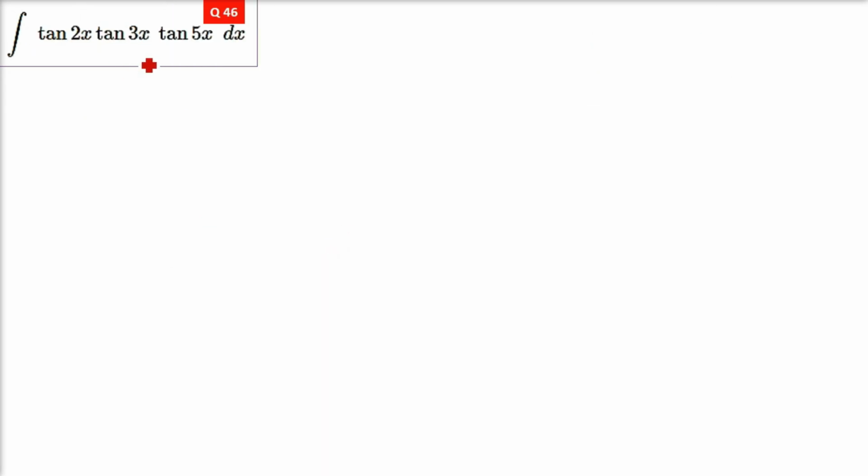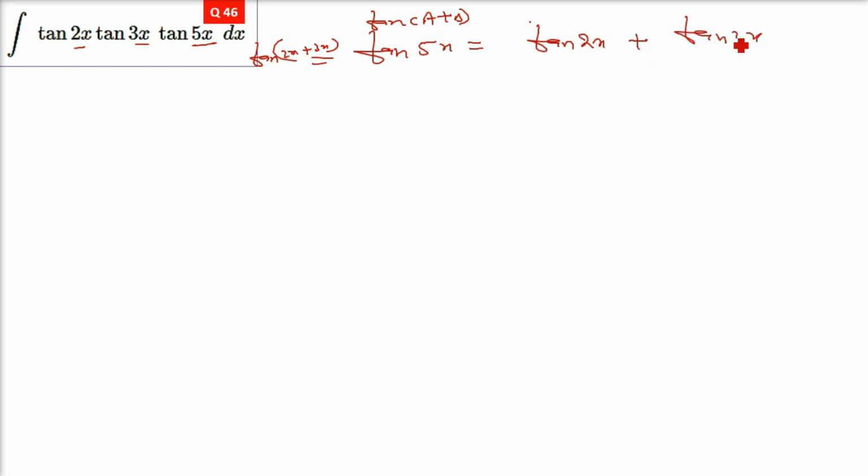This is a different kind of question actually. But whenever 2 tan theta comes, please remember, apply the formula of tan a plus b or tan a minus b. That is what is going to give you the result. Tan 5x can be written as tan of 2x plus 3x, or tan 3x can be written as tan of 5x minus 2x. So these are the combinations. Tan a plus b is tan a plus tan b divided by 1 minus tan a tan b.